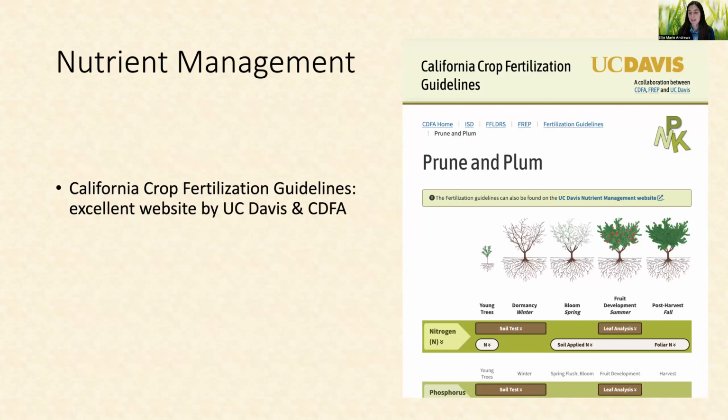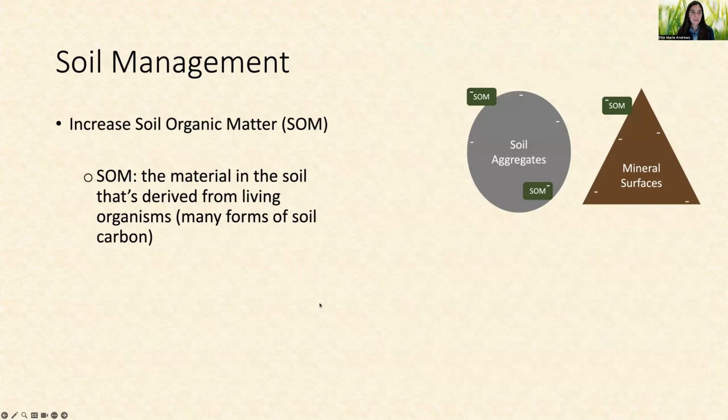And it also has information about how to do soil tests or leaf analysis, and just how to understand what's going on with nutrients. So this is more agriculture focused, but I think it's a really nice visual tool and could be relevant for folks who are interested in exploring that.